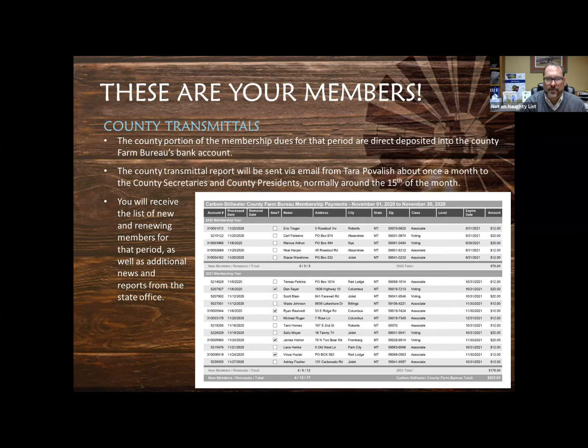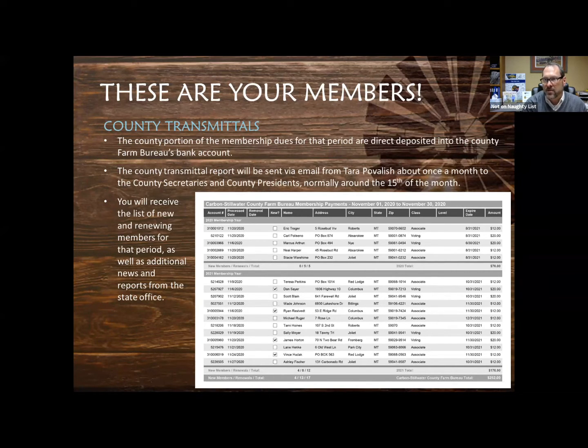I'll add to Tara's point, just quickly, how you would let us know if a person is associate and should be voting. You can just let us know that your county farm bureau determined that person should be a voting member, and we'll change it in our database. At that point, it's really up to the county farm bureau how they want to handle it. If the person has already paid their current dues and the county farm bureau says, okay, they should be voting, let's make sure they get billed correctly in the next membership year, we'll leave it at that.